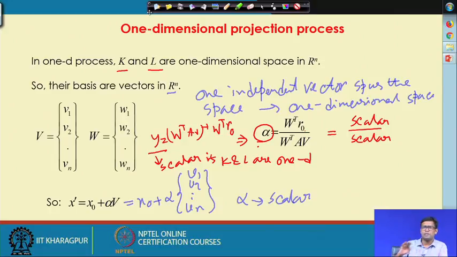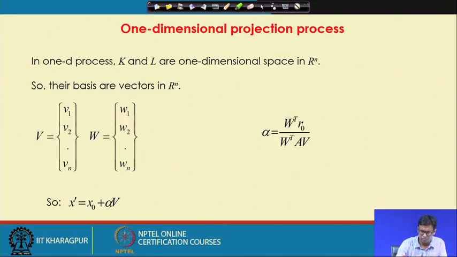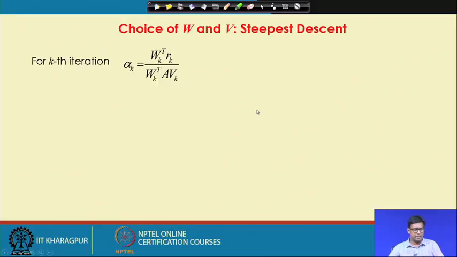It started with a very abstract thing, and then we came out with a little more substantial idea: we can choose a few 1D vectors as w and v and then try to see if we can get an iterative method out of it. So, for the kth iteration, alpha k is equal to w k transpose r k by w k transpose A v k.